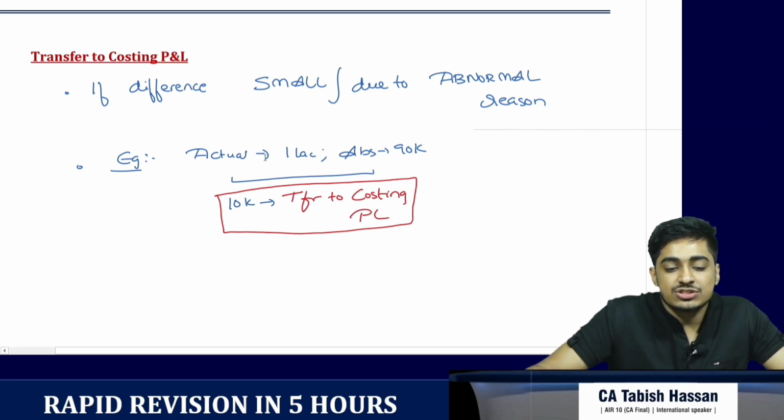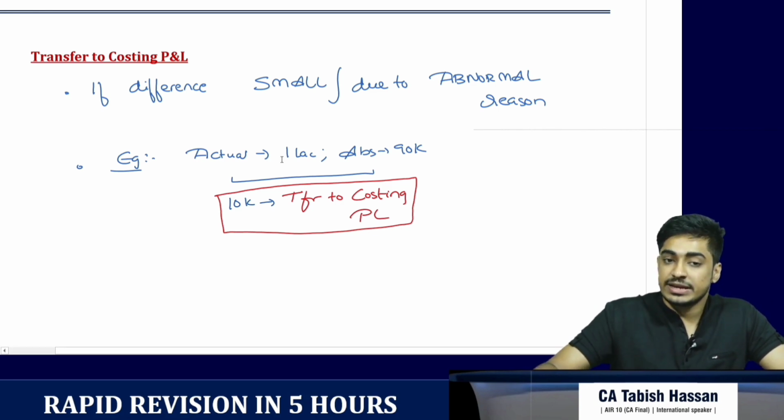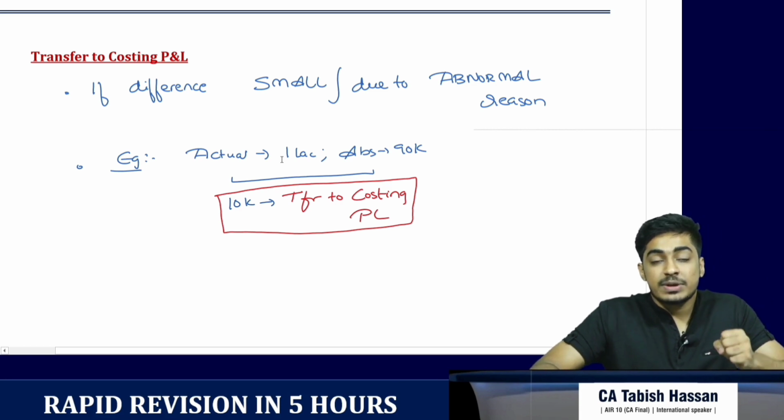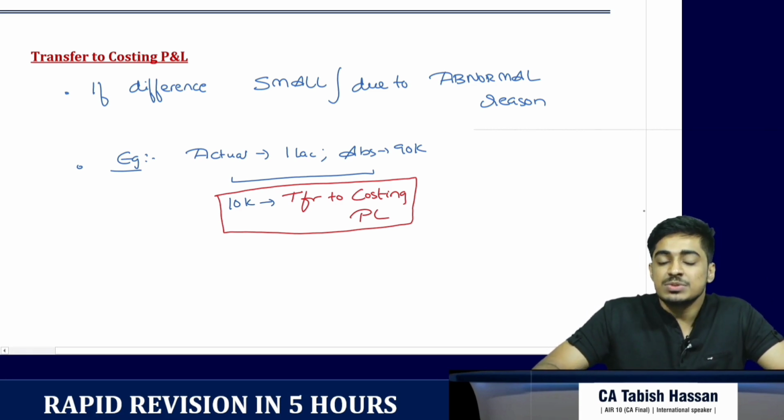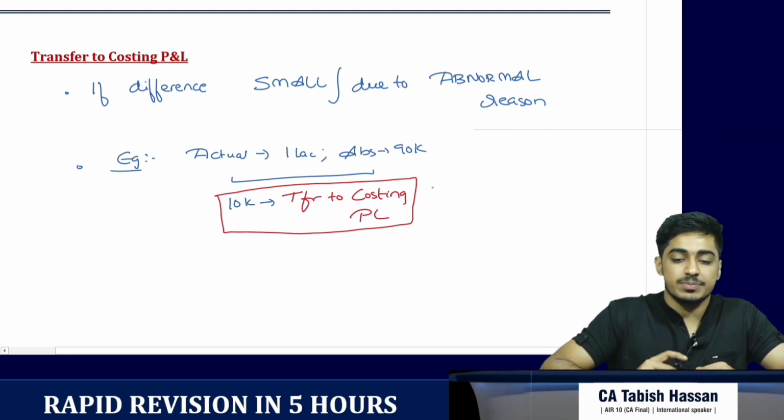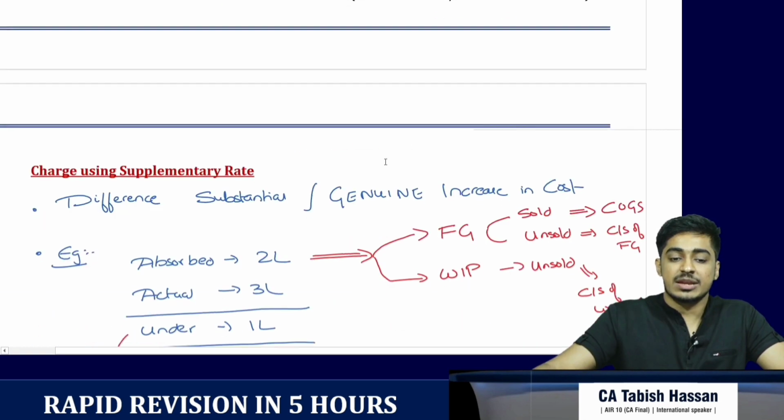Say for example, our actual overhead is 1 lakh and you have absorbed 90,000. So we have absorbed 10,000 less. Okay, and assume this is because of an abnormal reason. So this amount we will transfer to costing P&L. Clear? This is the second method.